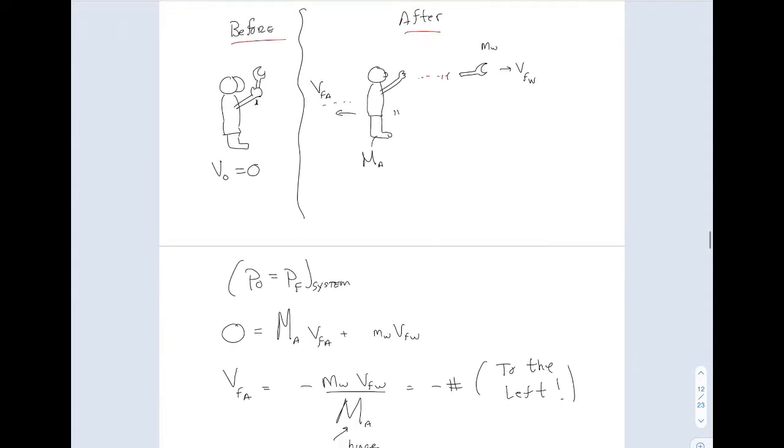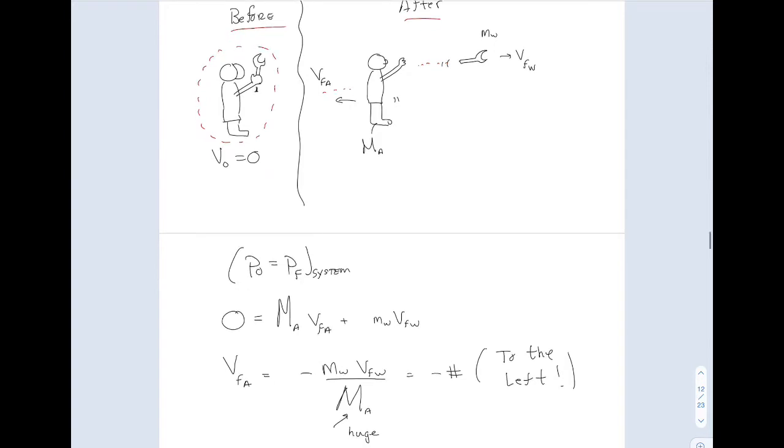So looking at that picture, this is my system, astronaut and the wrench. So there's no net external force on the system. There's no third object, third mass that comes into the system. So the system's closed and isolated. So initial momentum is equal to the final momentum for the system. Momentum is conserved. So initial momentum is 0, because nothing's moving.